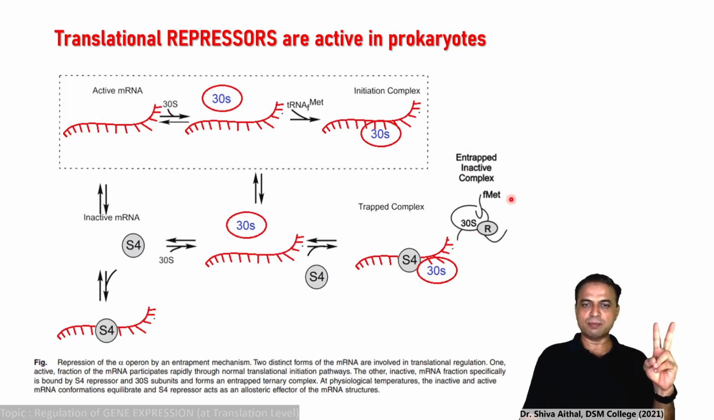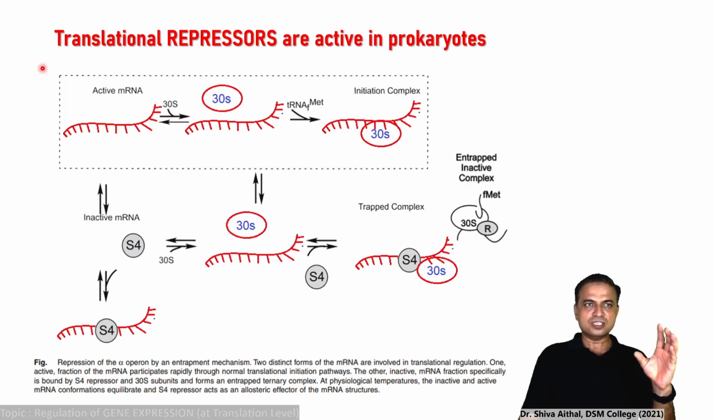Two distinct forms of mRNA are involved in this translational regulation. One is the active fraction of the mRNA, which participates through the normal translational initiation pathways, which we have seen here. The second is the inactive mRNA fraction, which is specifically bound by the S4 repressor and the 30S subunit and forms an entrapped ternary complex. This is called an entrapped ternary complex.